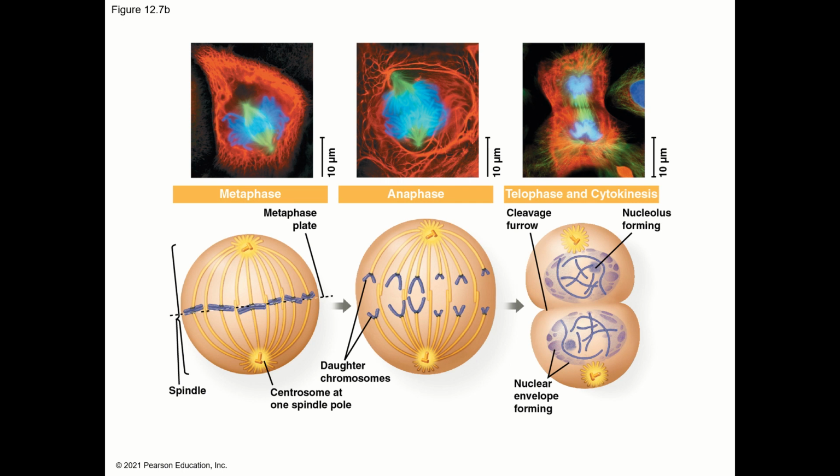Then during metaphase, we have our metaphase plate, and then the spindle. Spindles are the large connections that are attached to our centrosomes, and those centrosomes move to opposite poles of the cell and begin pulling those sister chromatids apart, which occurs during anaphase, as those daughter chromosomes are now forming after the split of sister chromatids.